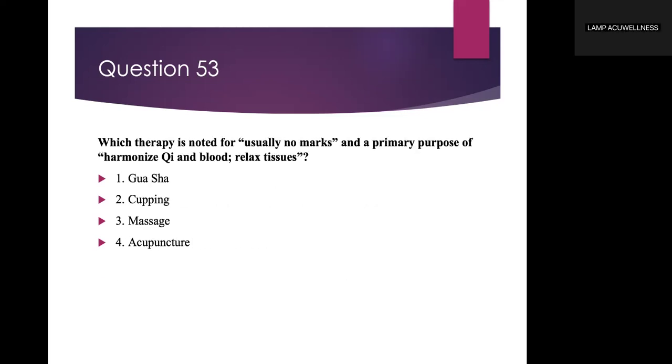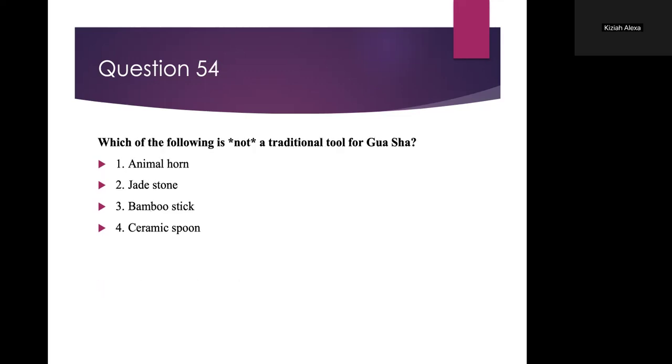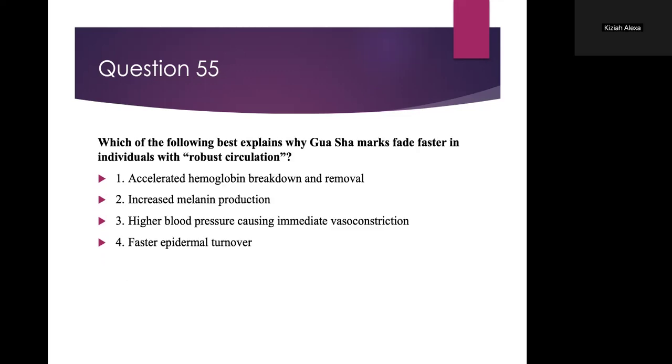Which therapy is noted for usually no marks and a primary purpose of harmonized chi and blood, relaxed tissues? Massage. Which of the following is not a traditional tool for Gua Sha? The bamboo stick. Which of the following best explains why Gua Sha marks fade faster in individuals with robust circulation? Accelerated hemoglobin breakdown and removal.